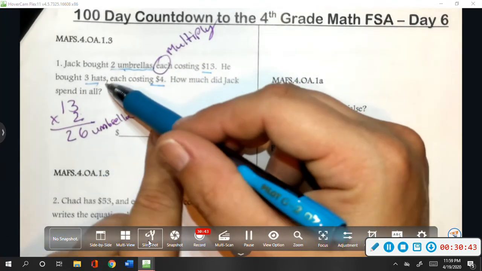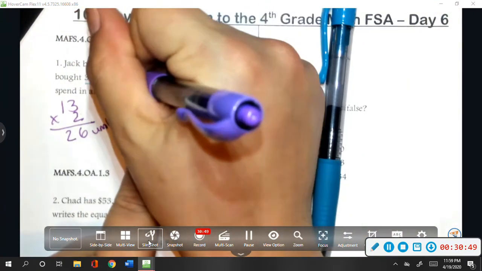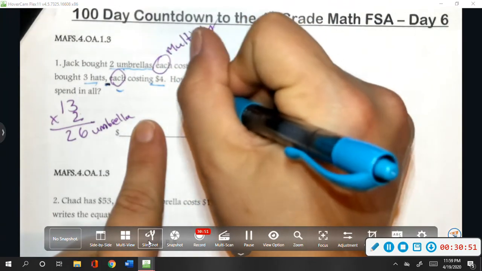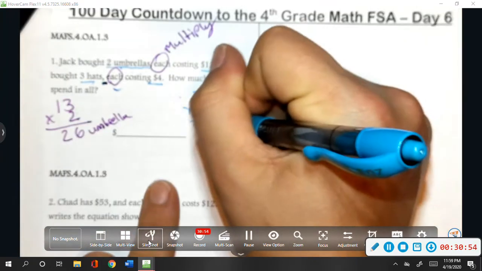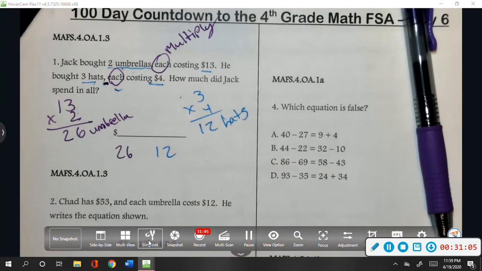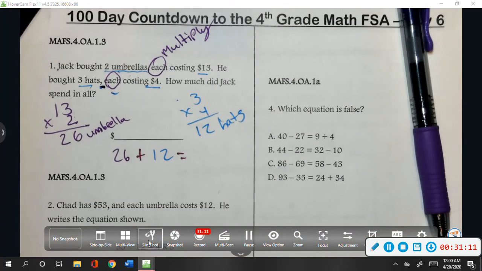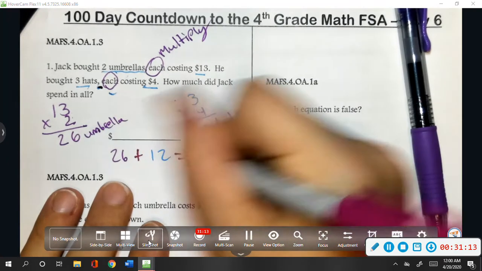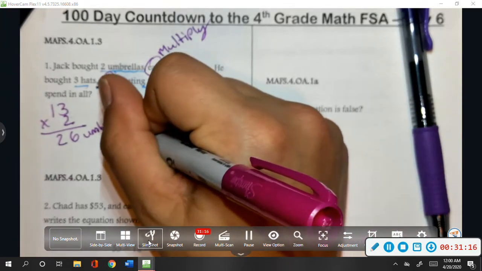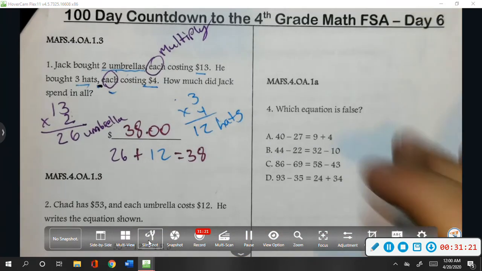Now we need to look at the hats. We had 3 hats each. There's that each again, meaning that we will multiply. So 3 times 4, which is 12 for the hats. And then we just need to combine the umbrellas with the hats. Six plus 2 is 8. 2 plus 1 is 3. So he spent $38 all together on umbrellas and hats, which wasn't that bad.